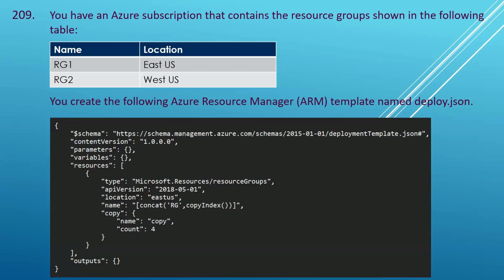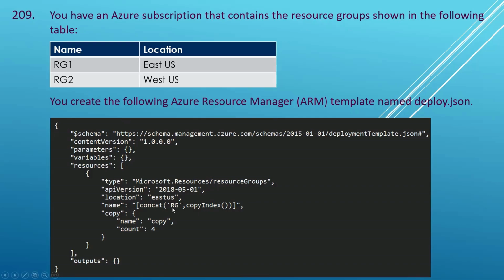You create the following Azure Resource Manager template named deploy.json. Now in front of you, there is the ARM template. Let's try to understand the ARM template. In the resources section, in the types, you see Microsoft.resources/resource group. That means this template is going to create resource groups. And the location of the resource groups would be East US. And when it comes to name, they are trying to concatenate things. Basically, concatenate things is they have defined a few things and they are trying to combine them to each other.